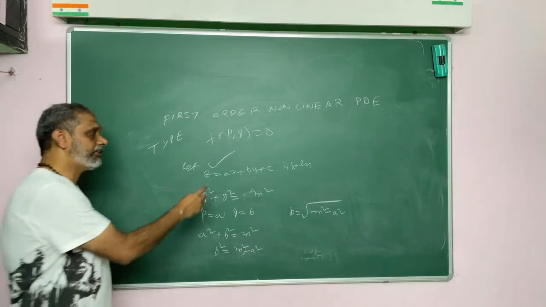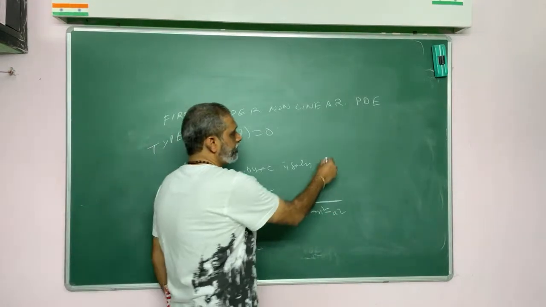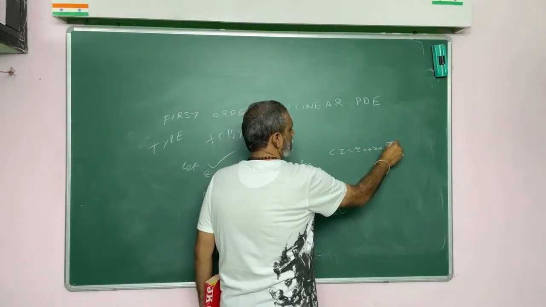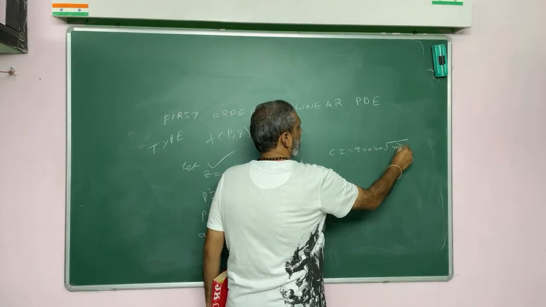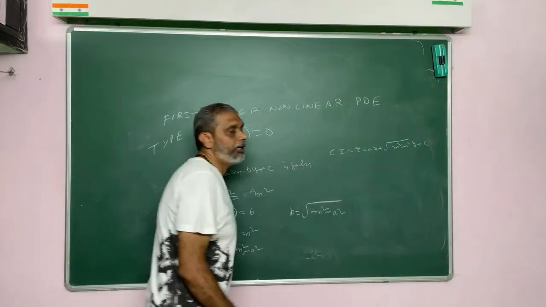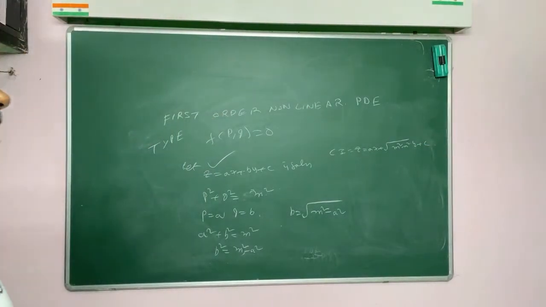Now I started with 3 constants and I am bringing it into 2 constants. Now my complete integral is Z is equal to Ax plus root of M square minus A square into Y plus C. Do you agree? Now to find the singular integral, what will you do? Dou Z by dou A equal to 0, dou Z by dou C equal to 0.